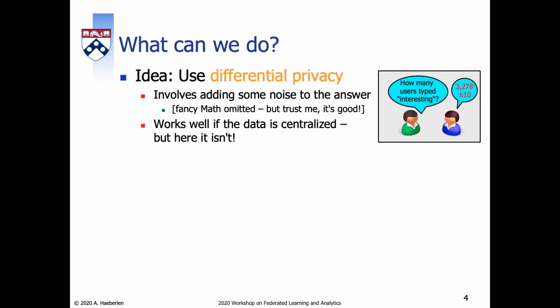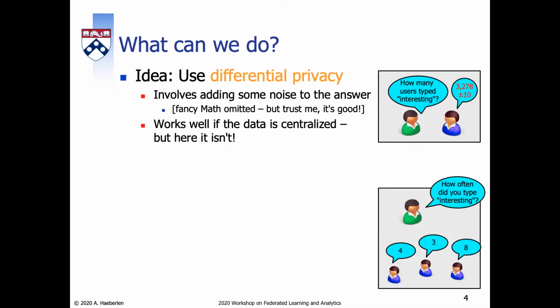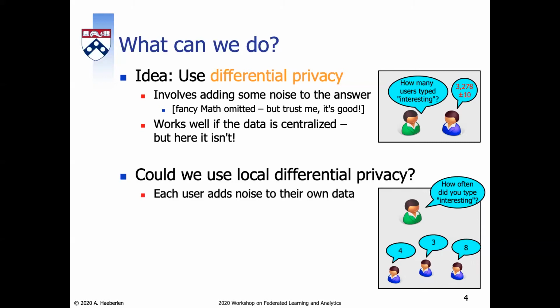This approach works well if the data is in a central place, so if somebody actually knows the real answer to the query. But this isn't true in the scenario that we're looking at. In our scenario, only the users know the data from their individual device, and nobody knows the true answer. What we don't want the aggregator to do is to ask each user to provide their data in the clear: "How often did you type 'interesting'?" "Well, I typed it 4 times." Remember, privacy is a goal, and we want the aggregator to not learn what the individual user's data was.